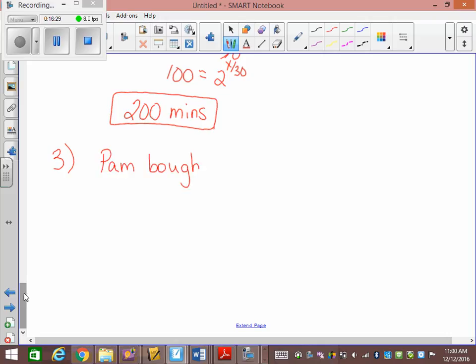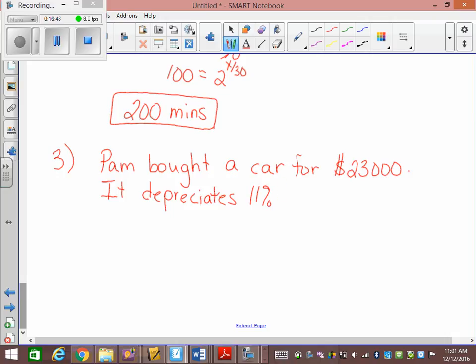So, Pam bought a car for $23,000. It depreciates 11% per annum. How long until it is worth $10,000?